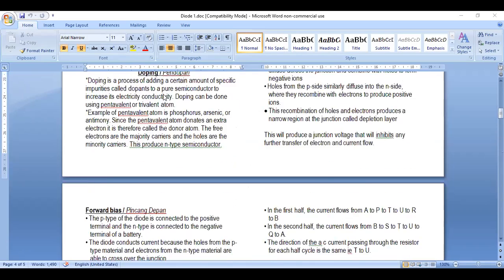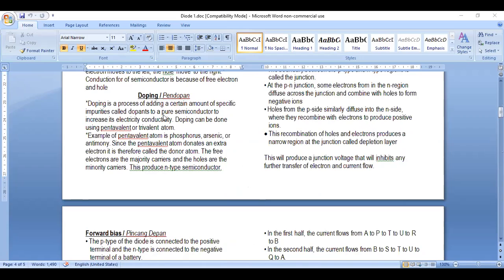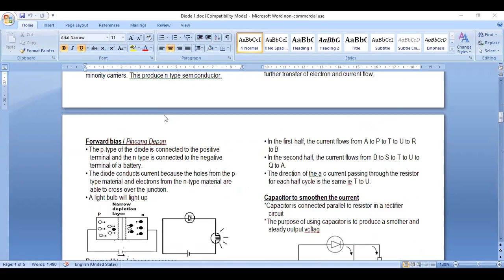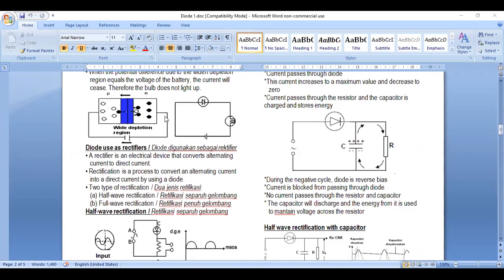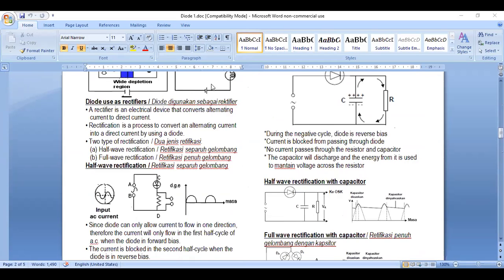Now since a diode only allows current to flow in one direction, that's why a diode is used as a component to convert alternating current to direct current. This process we call rectification. Rectification is a process of converting alternating current to direct current.